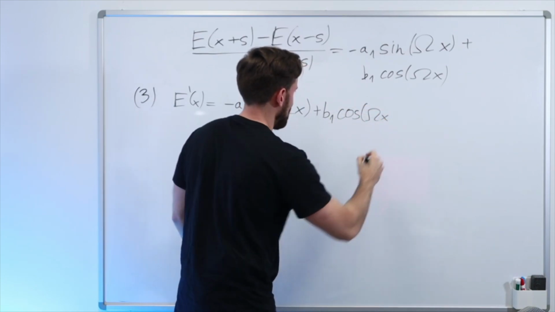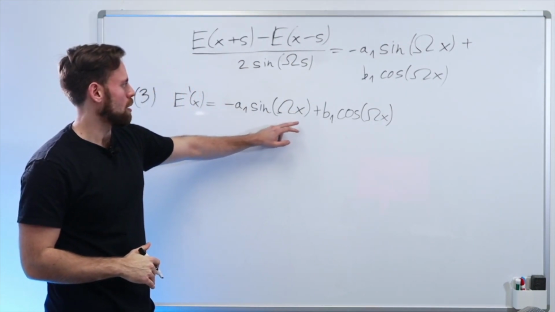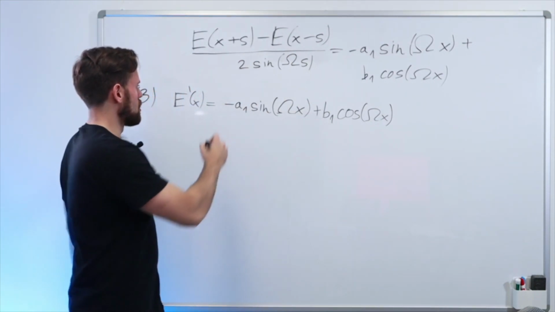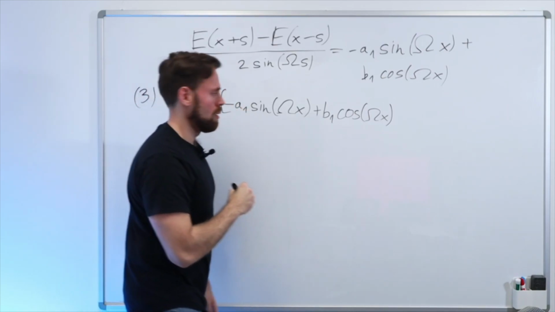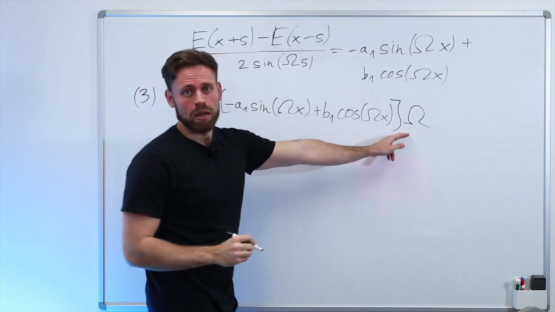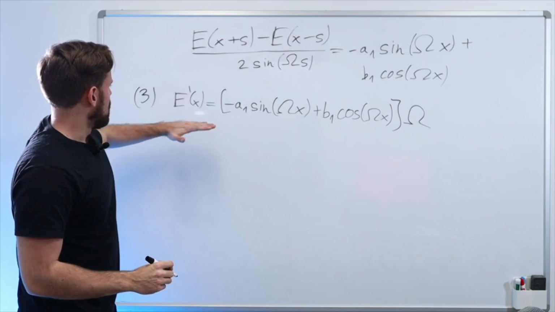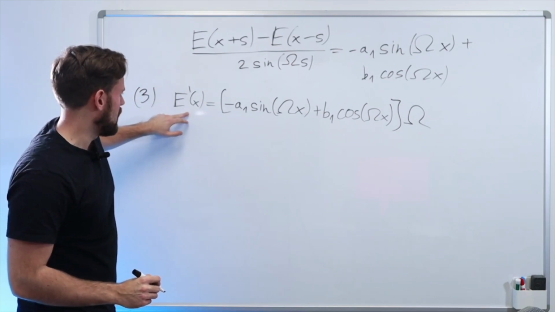One thing that is missing so far is that because of the chain rule, we will get a coefficient for both terms. So we need to basically multiply this by this omega that came out because of the chain rule. This is going to be the derivative of Ex.